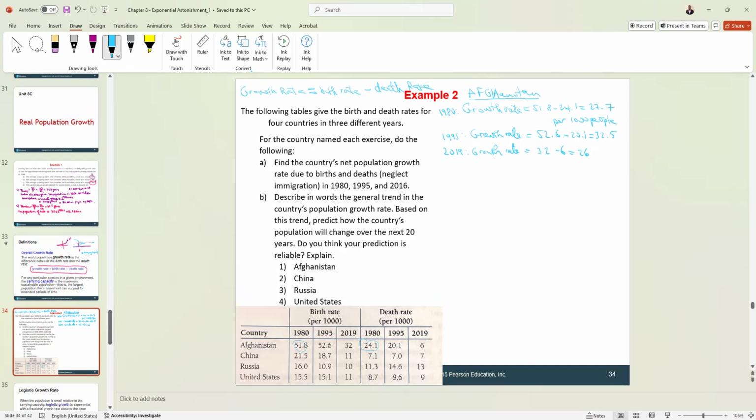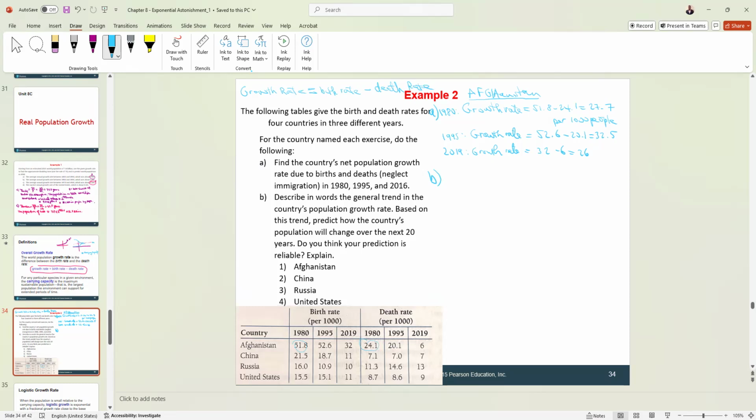Let's answer part B, because this is A. Whatever I do here is A. How about B? Describe in words the general trend in the country's population growth rate. Based on this trend, predict how the country's population will change over the next 20 years. Do you think your prediction is reliable? So the next 20 years from 2019 to 2039, that makes it 20 years, right?